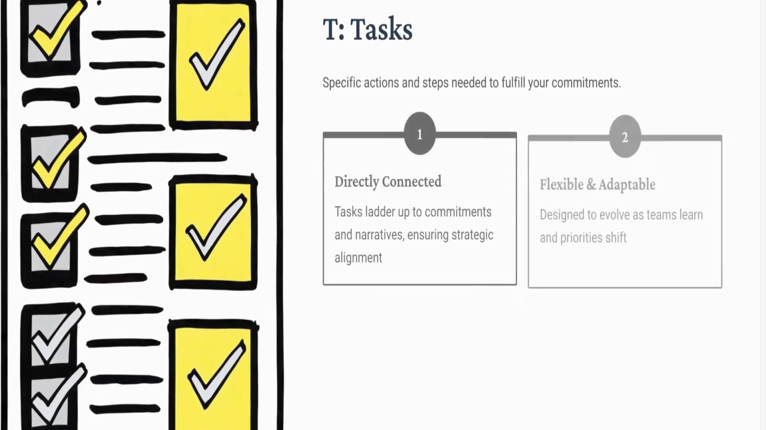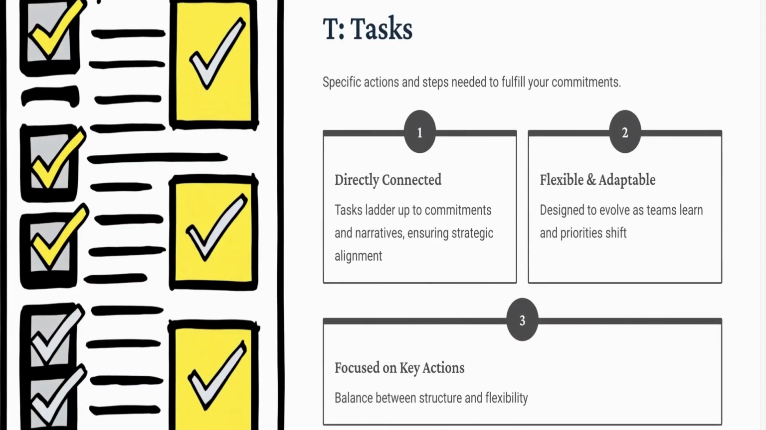Tasks are the specific actions and steps that need to be taken to fulfill your commitments. This is where NCT gets granular, providing a clear roadmap for teams to follow. But unlike rigid project plans, tasks in NCT are designed to be flexible and adaptable as teams learn and priorities evolve. The beauty of tasks in the NCT framework is that they ladder up directly to commitments and narratives, ensuring that every action your team takes is strategically meaningful.